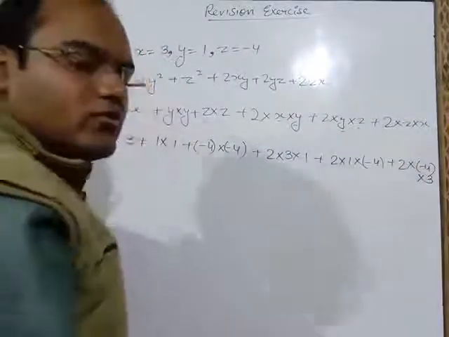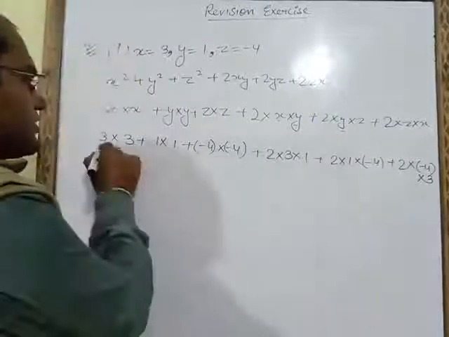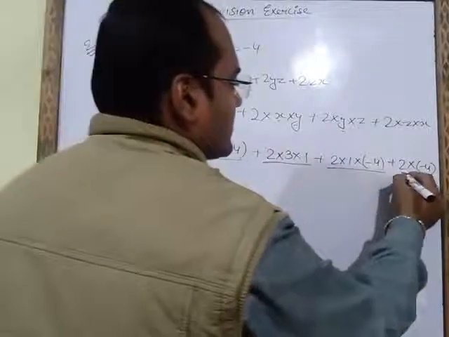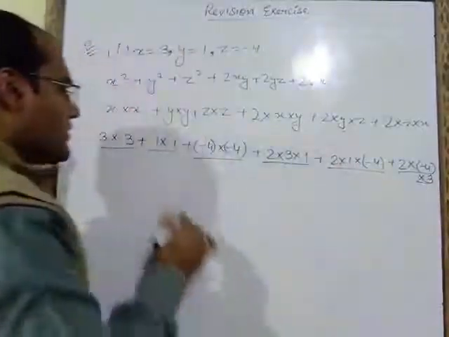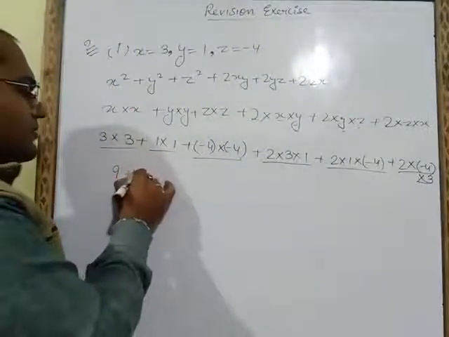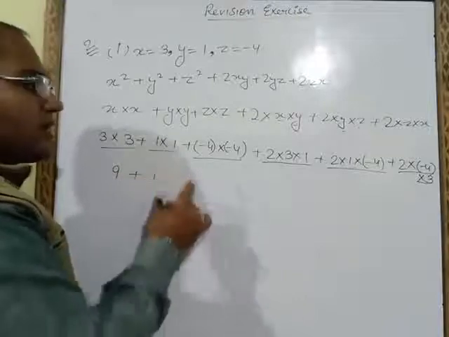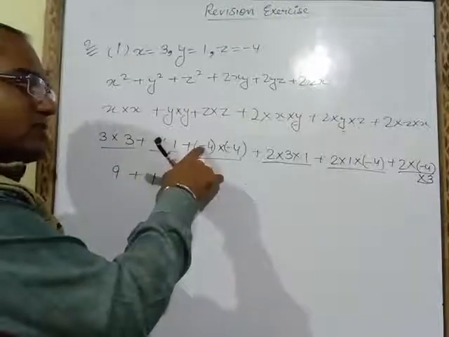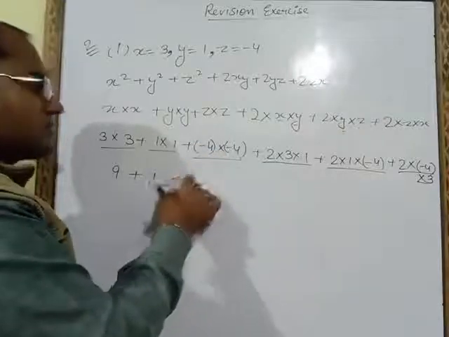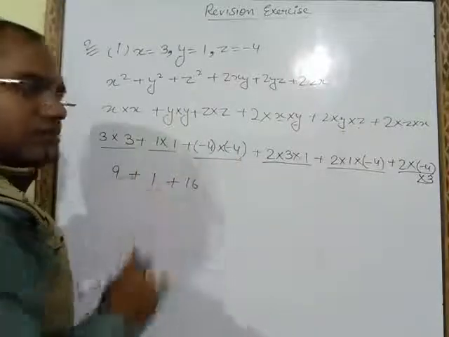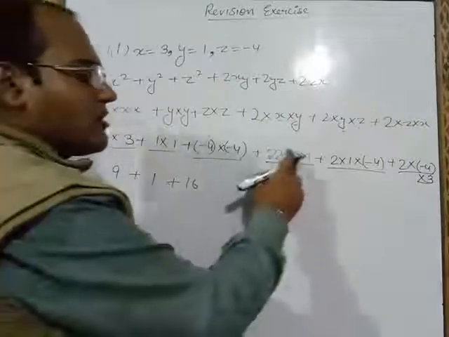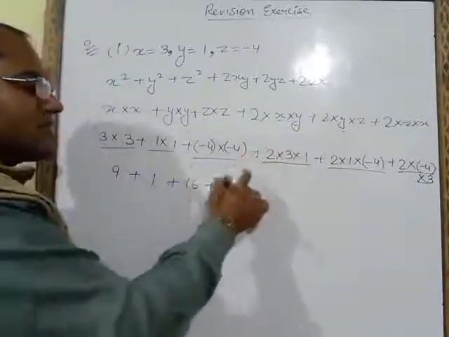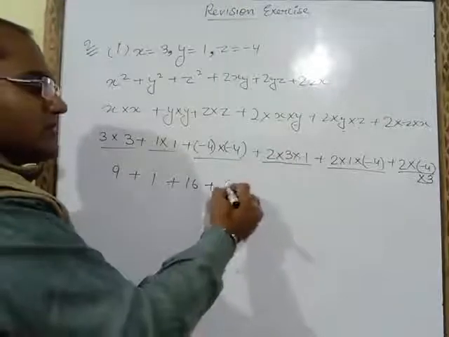Now what we have to do, we have to do all these multiplications. 3 into 3 is 9, plus 1 into 1 is 1. Now here we have to check the sign, minus multiply minus is plus, 4 fours are 16. Now here no minus sign is coming, so we will write this plus as it is. 2 threes are 6, 6 ones are 6.